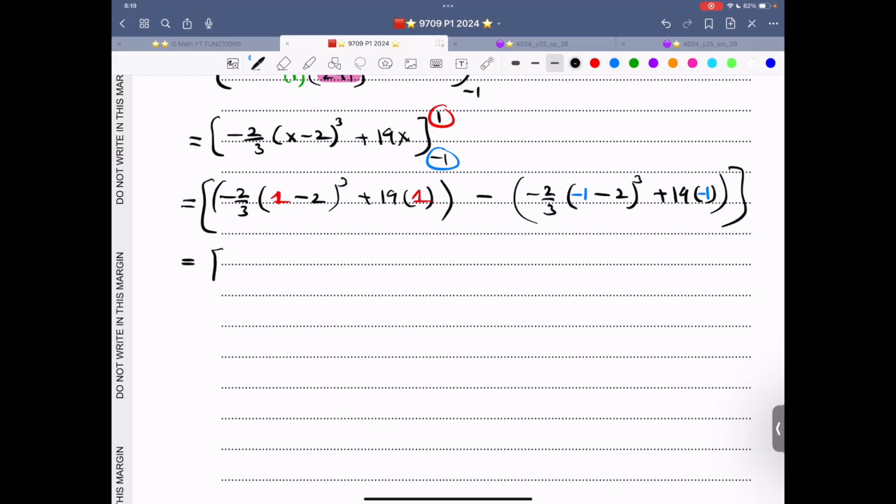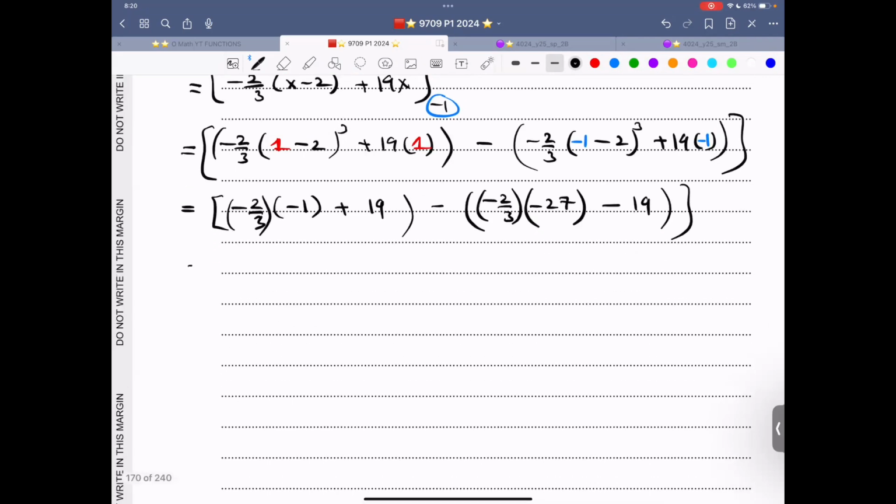So this is big bracket minus 2/3. 1 minus 2 is -1. -1 cube is -1. This is 19. I think that looks good. Minus this is -2/3. And hold for a second. This is -2/3 into -1 minus 2 is -3. That is -27. And what else is there? Let me write it like this. And this is -90. So now this is all good.